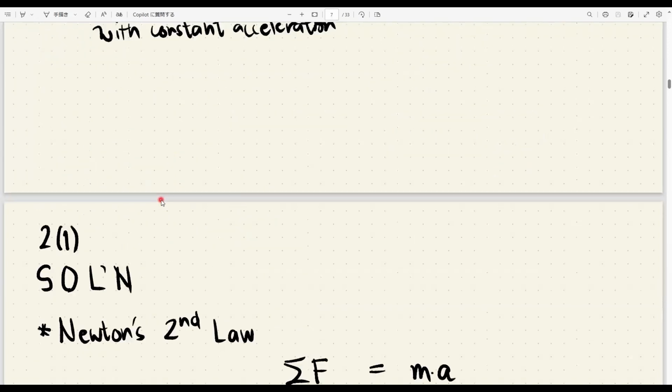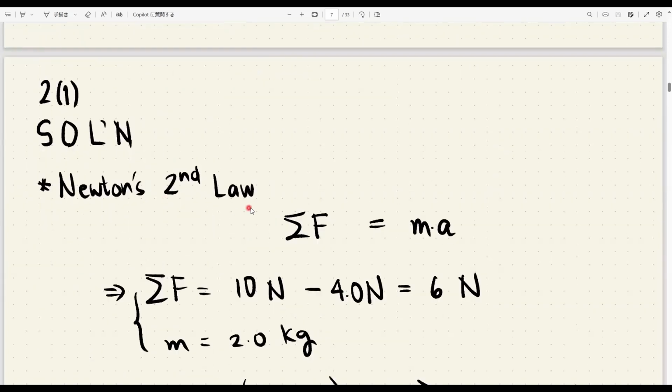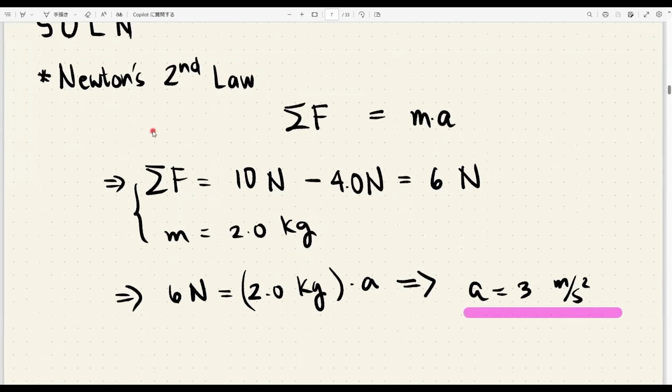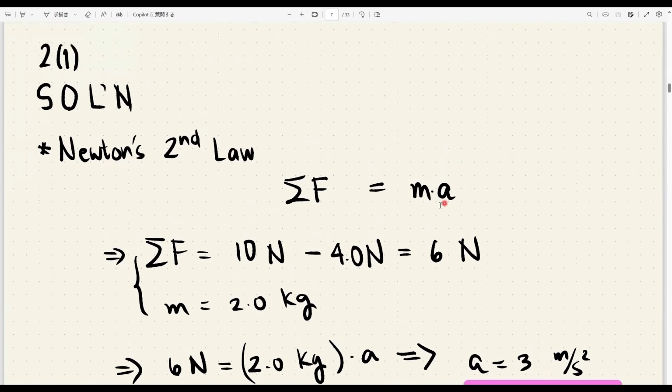For this problem, we just need to apply Newton's second law. The reason is Newton's second law gives us the relationship between the mass, the acceleration, and the total force acting on the object. And what we're looking for is the acceleration, and we have the mass. And now we just need the sum of all the forces. So again, Newton's law is useful here because it tells us the relationship between the mass, the acceleration, and the total force acting on the object.